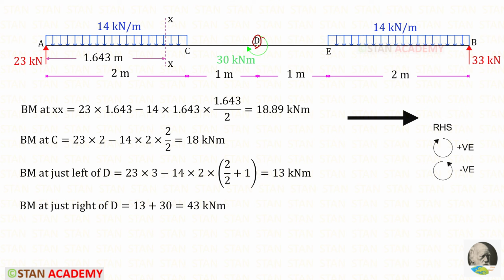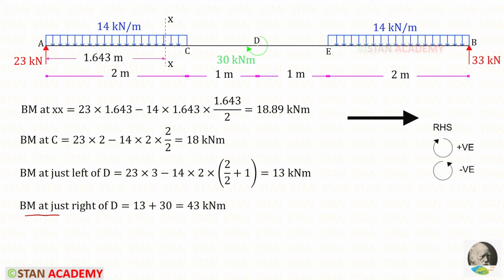At point D, there is a concentrated moment, so we have to find the bending moment two times, at just left of D and then at just right of D. First, let us find the moment at just left of D. RA is acting in the clockwise direction, so positive, and the distance is 2 plus 1, so it will be 3. The UDL is acting in the anti-clockwise direction, so it will be negative. The area is 14 into 2. The centroid distance about C is 2 upon 2, but we are finding the moment up to D, so we have to add the remaining distance, which is 1. For the moment at just left of D, we will get 13.